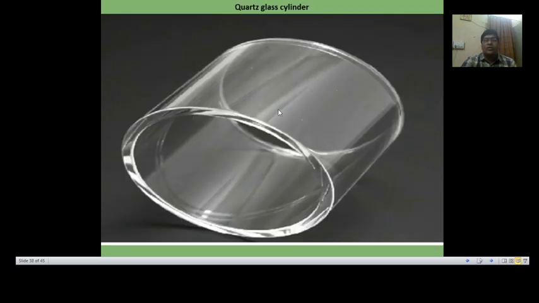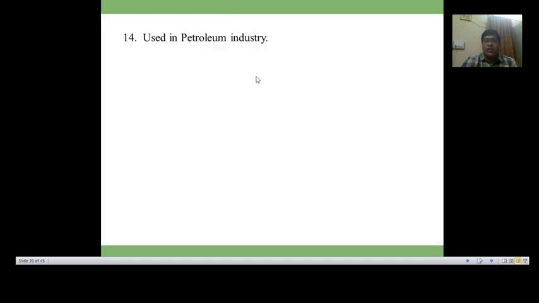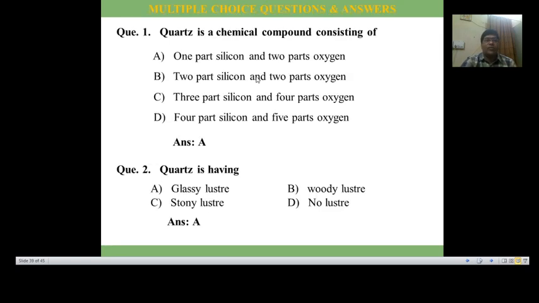This is the quartz glass cylinder. It is prepared by melting the quartz. It is used in the petroleum industry also, where it finds application in the purification process.